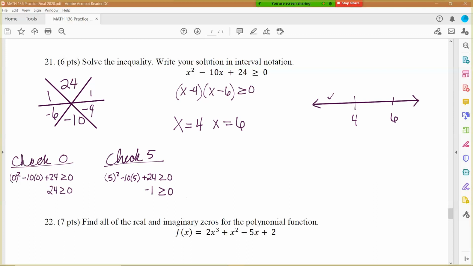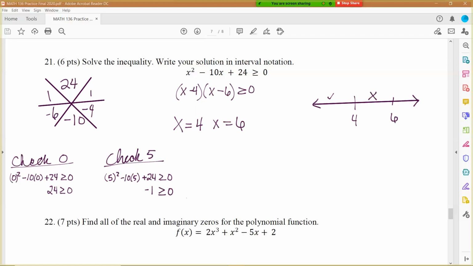Okay, let's say a -1. Did you get -1? Is -1 greater than 0? No. So that 5 came from this middle region. The middle region is not part of my answer. One last one to check before we're done.